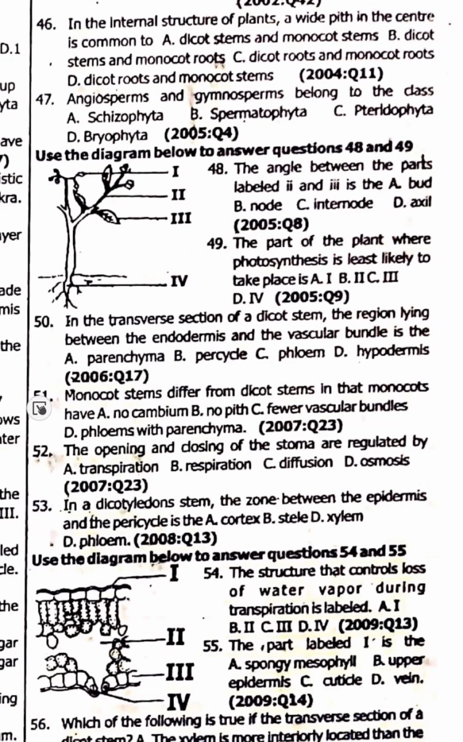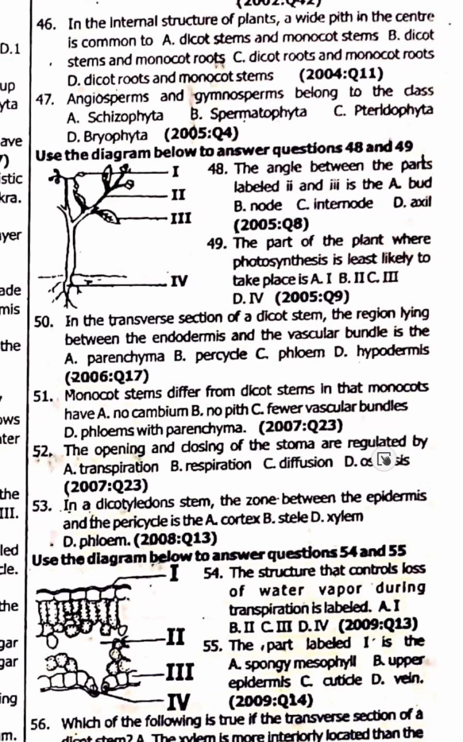51. Monocot stem differs from dicot stem in that the monocot stem has no vascular bundle. 51 is option A. Monocot has no vascular bundle, so no secondary growth. You understand? You understand? 52.